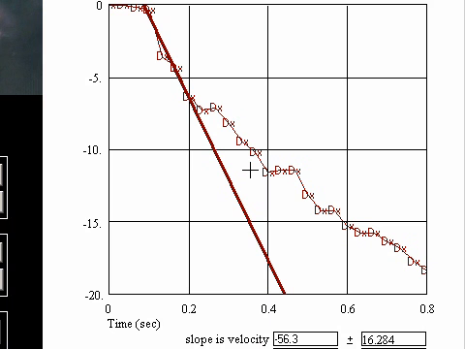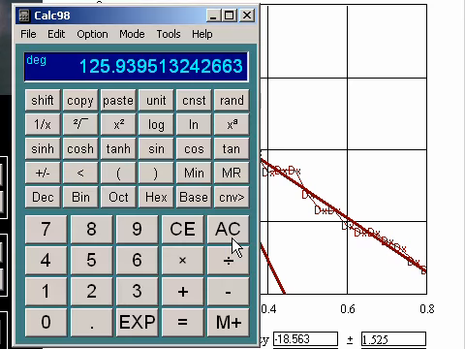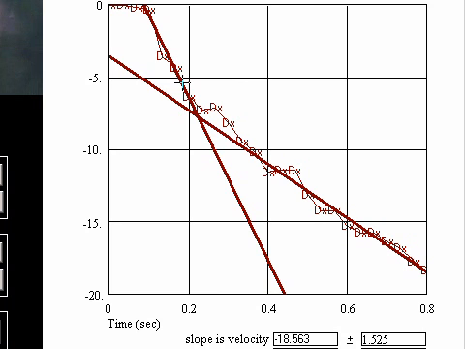Again, if I took the slope further on, let's take it from here over to here, the average of this part of the run is about 18 or 19 meters per second. Let's see what that is. 18.56. Let's put the full number in there. Times the conversion factor, about 41, 42 miles per hour.